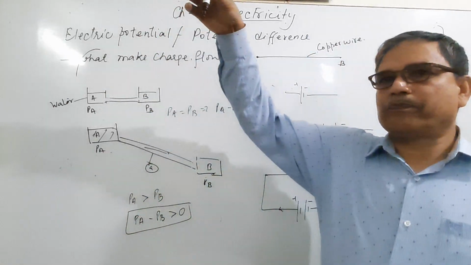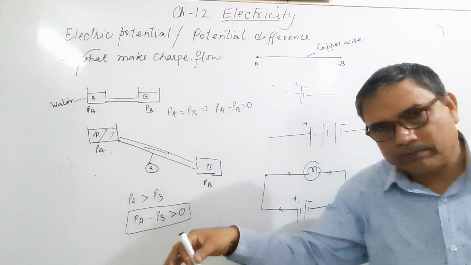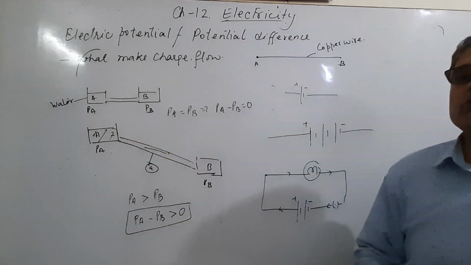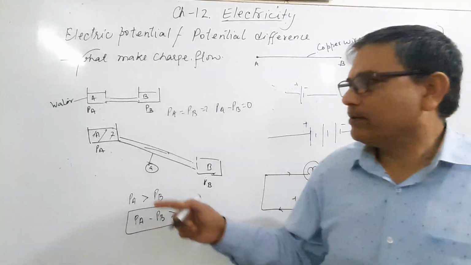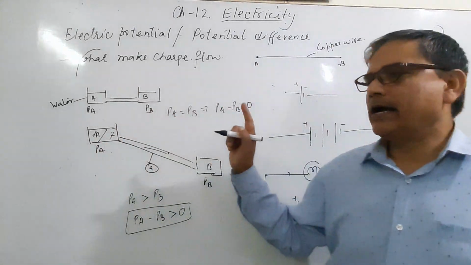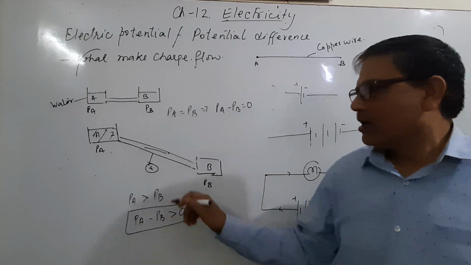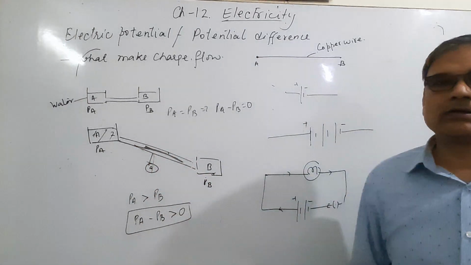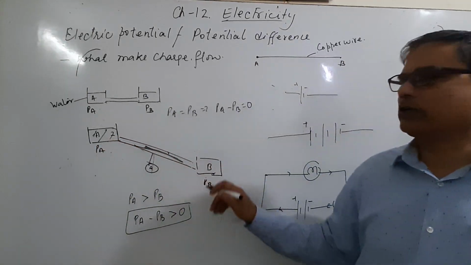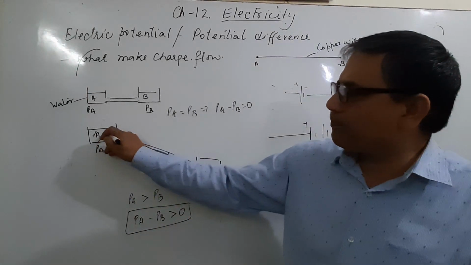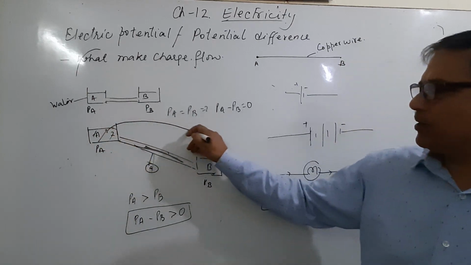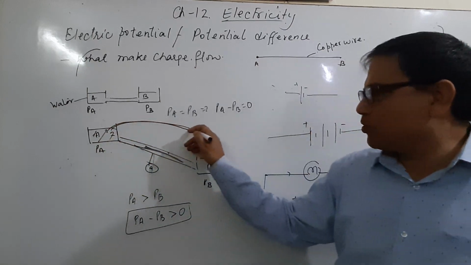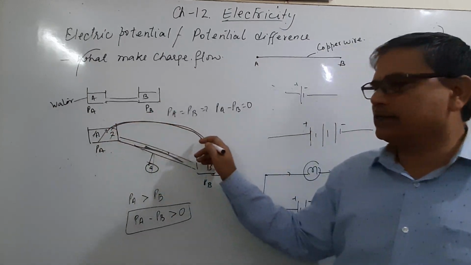If we throw an object, it will automatically come downward. Therefore, water flows from A to B due to the difference of pressure. At A the pressure is more, at B the pressure is less. It means the water flows. Here the water acts as the charge, and A and B are the two terminals. That means the water flows from one terminal to another terminal. And this is the source of energy.